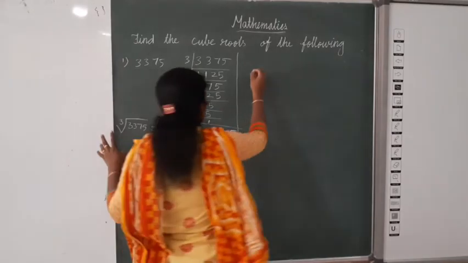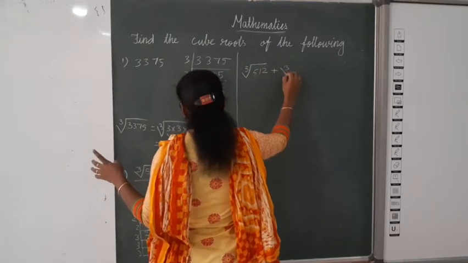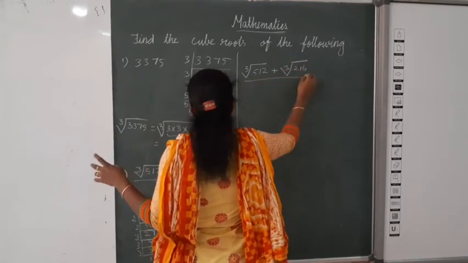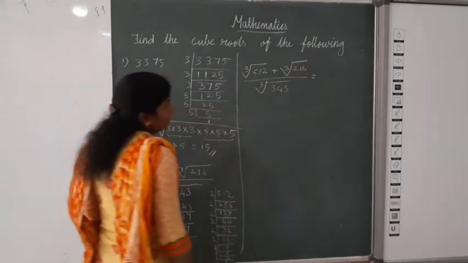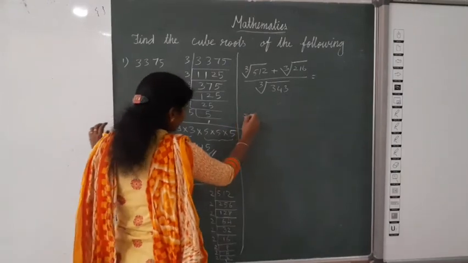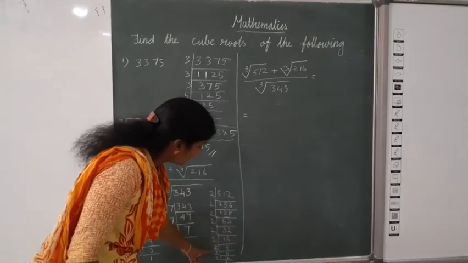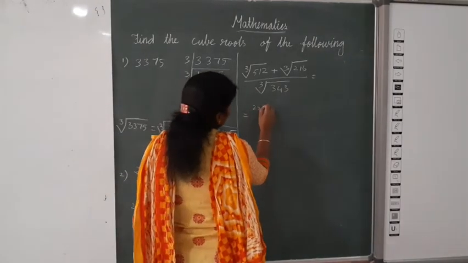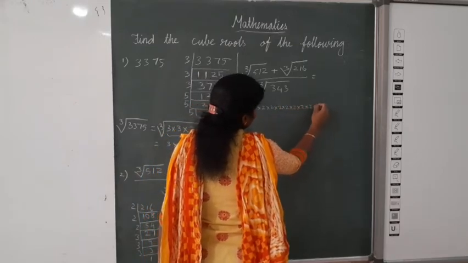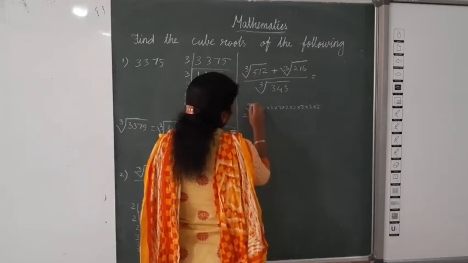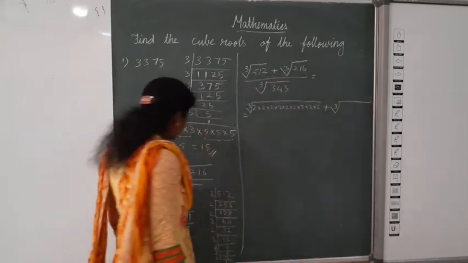Okay. Now we can write cube root of 512 plus cube root of 216 by cube root of 343 is equal to. I will write down. What are the prime factors of 512? 1, 2, 3, 4, 5, 6, 7, 8, 9 times 2. 2 into 2 into 2 into 2 into 2 into 2 into 2, cube root of. Plus then again cube root of 216.